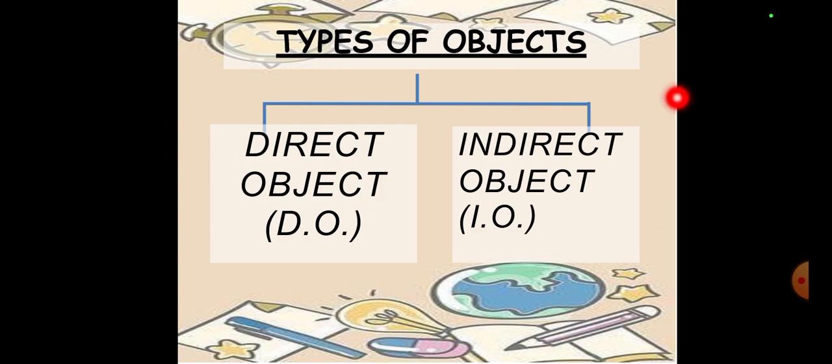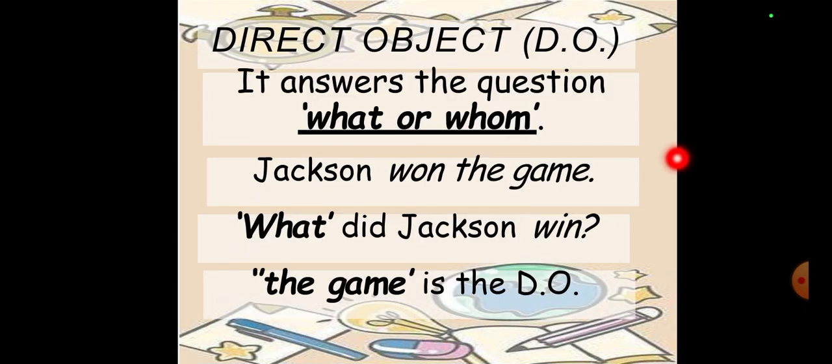Types of objects. Today we will learn about the types of objects. There are two types of objects: direct objects and indirect objects, or DO and IO. A direct object answers the question what or whom. Whenever we're discussing what or whom, that is a direct object. So, Jackson won the game. In this, Jackson is the subject, won is the verb, and game is the object.